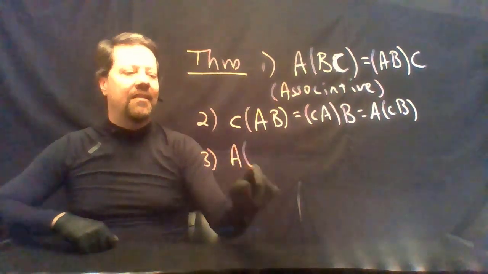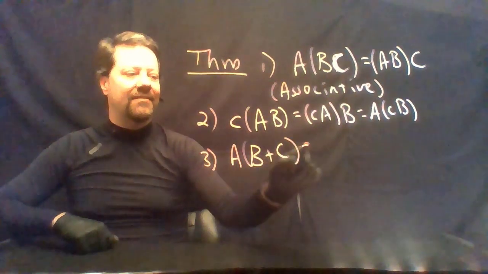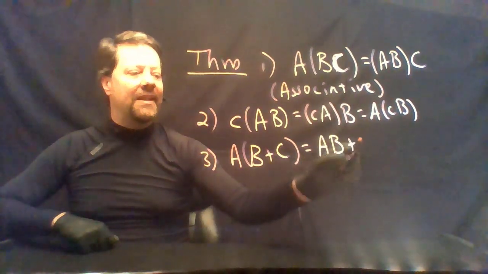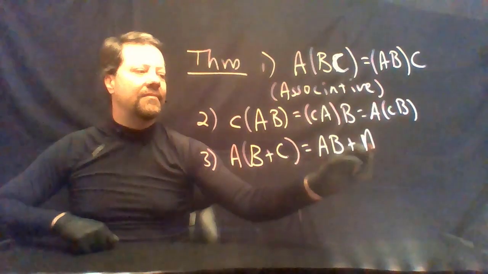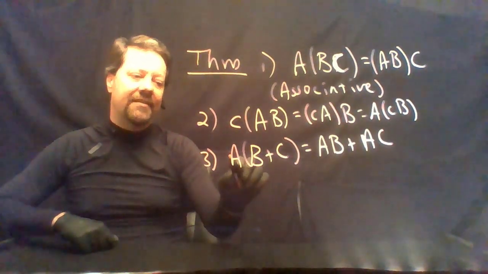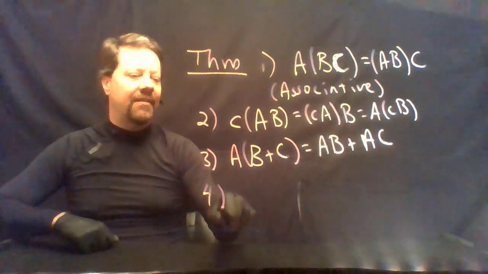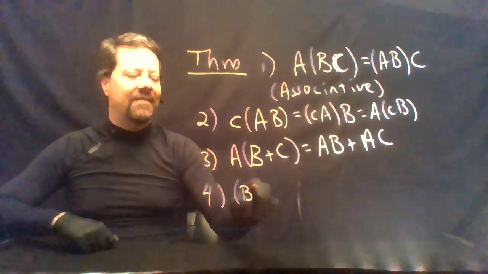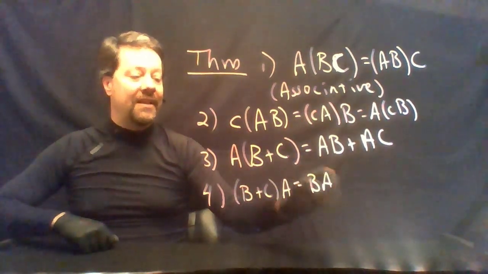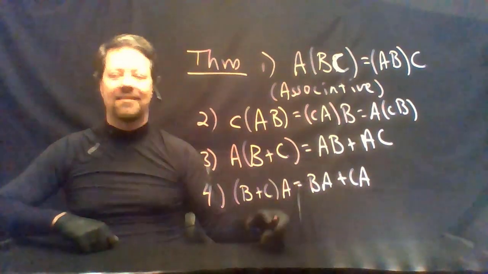What about matrix multiplication with matrix addition? It distributes, but you do need to be careful. If A is on the left, then it will distribute on the left. If A is on the right, then it distributes on the right.